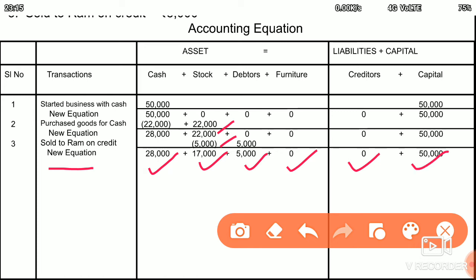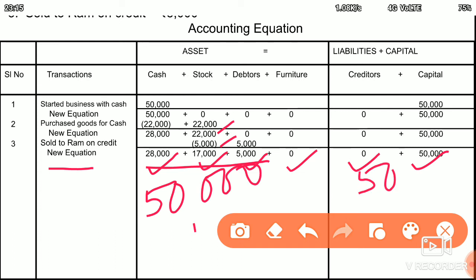Again we add all the assets. That means after adding 28,000, 17,000 and 5,000, we get the amount as 50,000. So on the liability side also the total is 50,000. So we can go ahead with the next transaction.